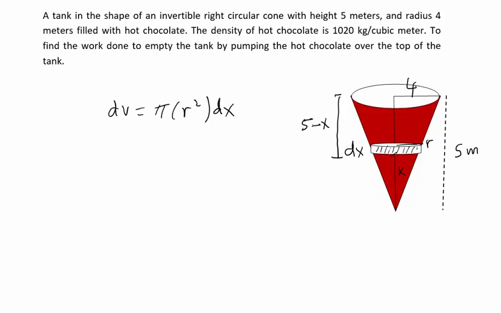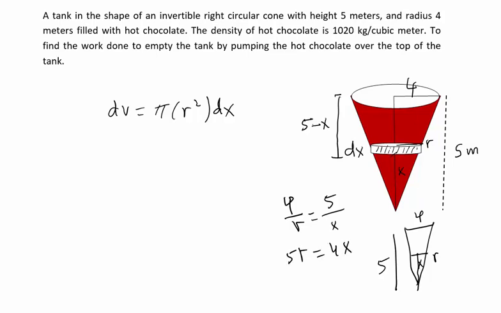All right. Now we will take one more piece of information from here. If you consider this, this is r, this is 4, this whole length is 5, and this one I call x. Using the similar triangle concept, the radius of the bigger triangle over the radius of the smaller triangle is the same as the height of the bigger divided by the height of the smaller. So 5r equals 4x, then r will be 4 over 5 x. That is your r.